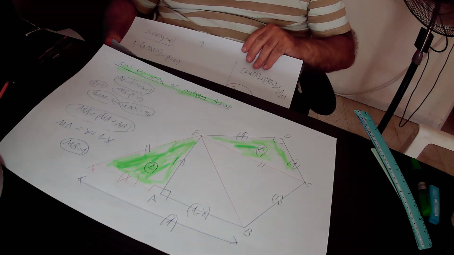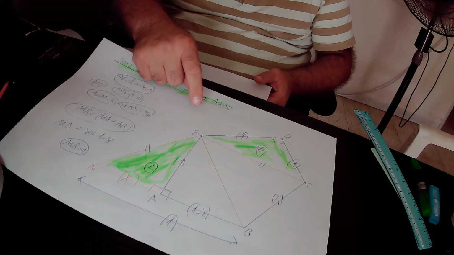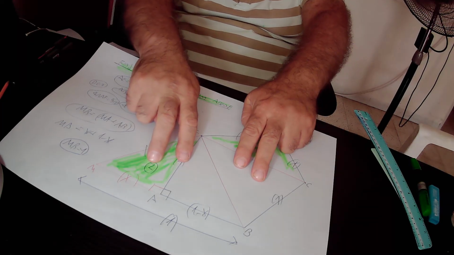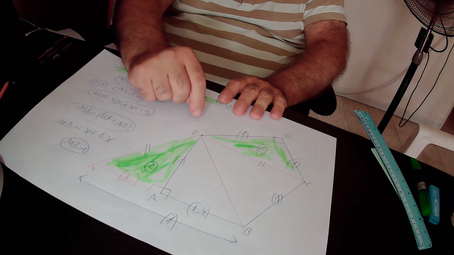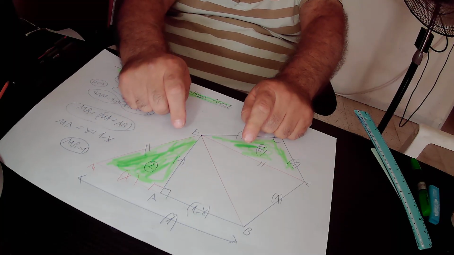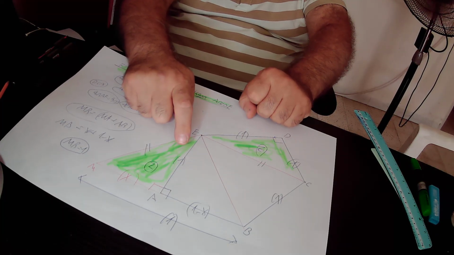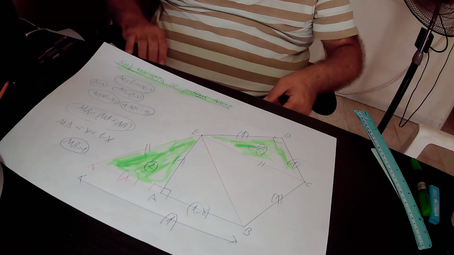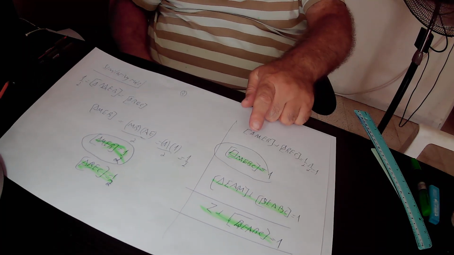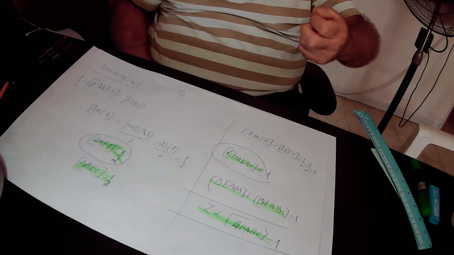Okay, but the big quadrilateral EMBC consists of those two triangles, and therefore the area of the big quadrilateral EMBC will be equal to the sum of the areas of the two triangles that it consists of. That is to say, 1 half plus 1 half is 1. So the area of the big quadrilateral EMBC must also be equal to 1.